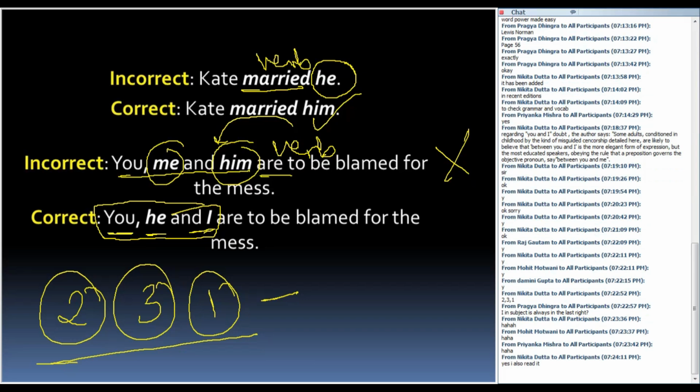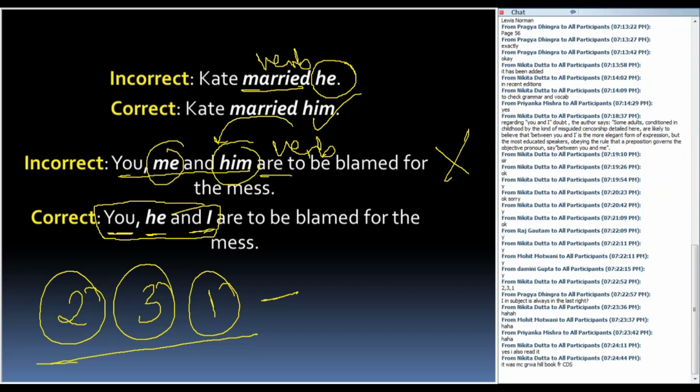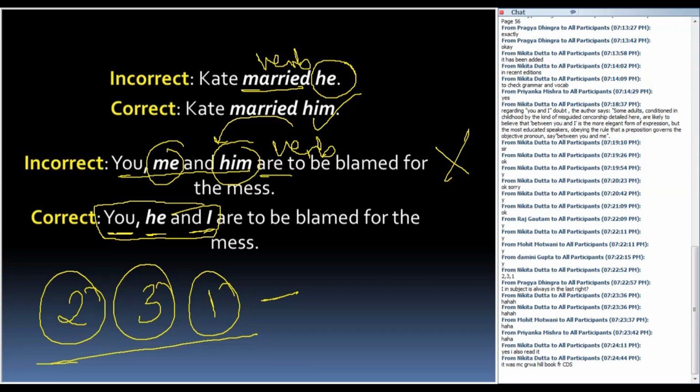But seriously, I have never found that rule anywhere. Can you tell me where you have read that rule, Nikita? Any authentic source? McGraw-Hill book. Okay.